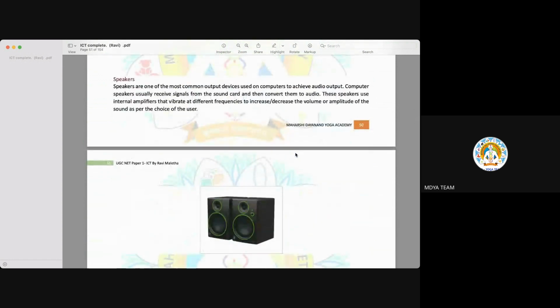Then speakers, if you want to have some audio output from a computer and you want a loud sound, then you can use such type of speakers and connect it to your computer and from a sound card convert them into audio form. So these speakers have some amplifiers within, which vibrate as the signal and different frequencies are coming, and you can increase or decrease the volume or amplitude of the sound as per your choice.